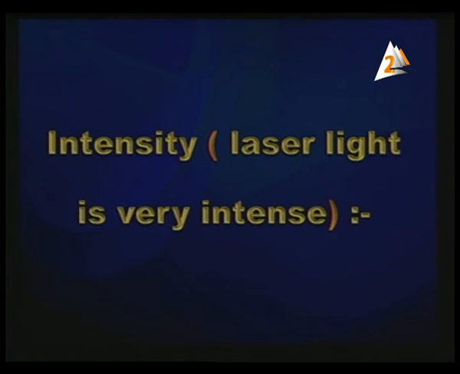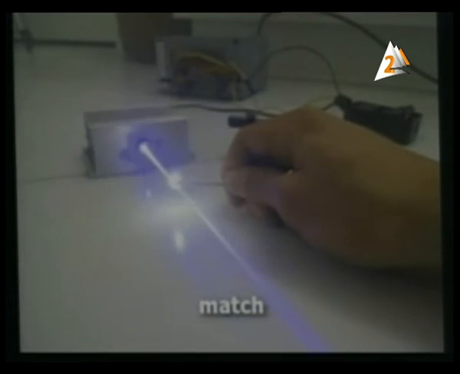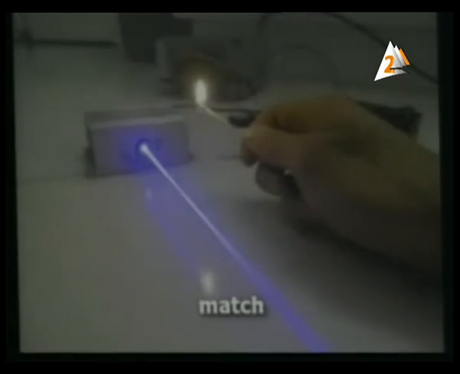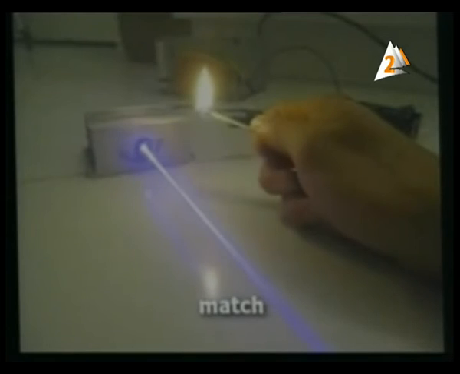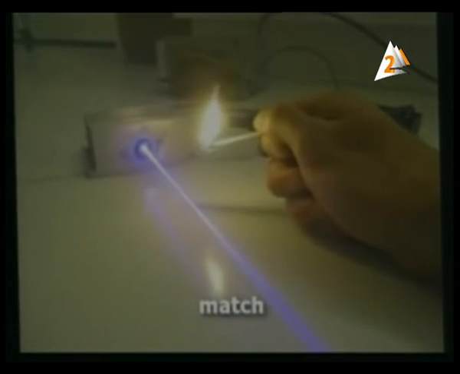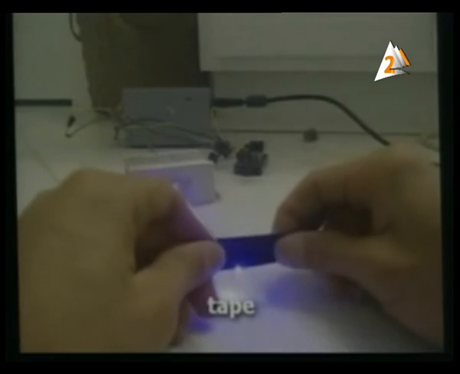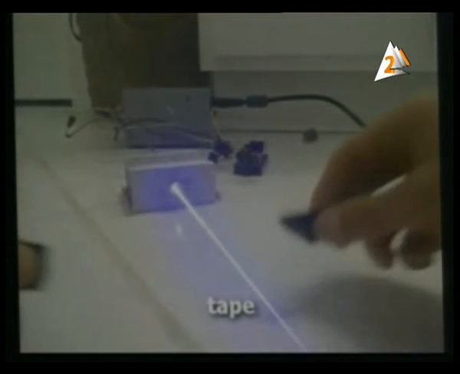And finally, the last characteristic is intensity, and it is a result of the previous characteristics. Laser light is very intense light. Photons of ordinary light sources obey the inverse square law, while photons of laser light do not. That's to say, their intensity remains unchanged for long distances.